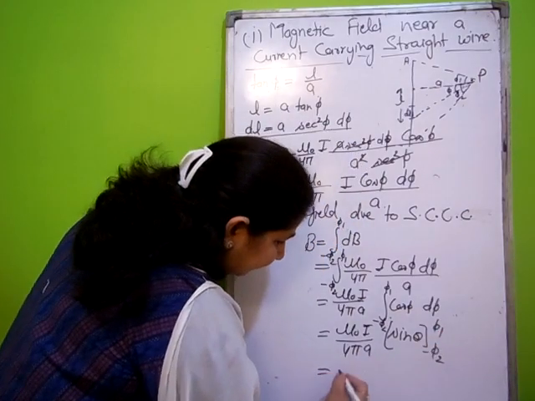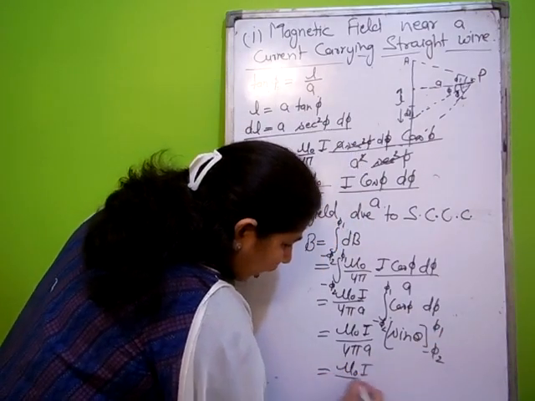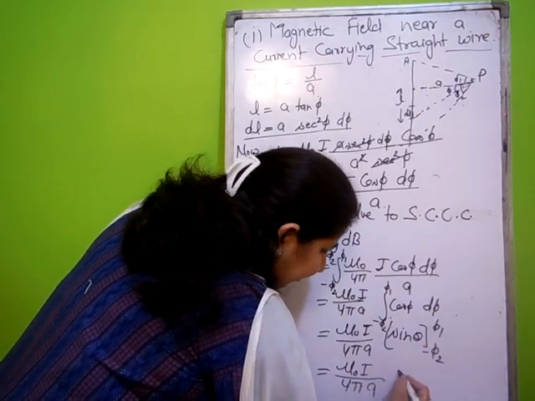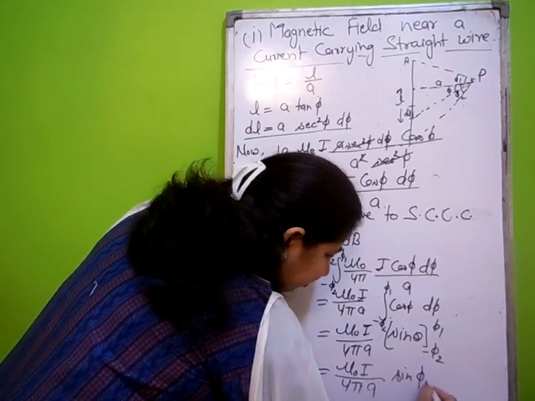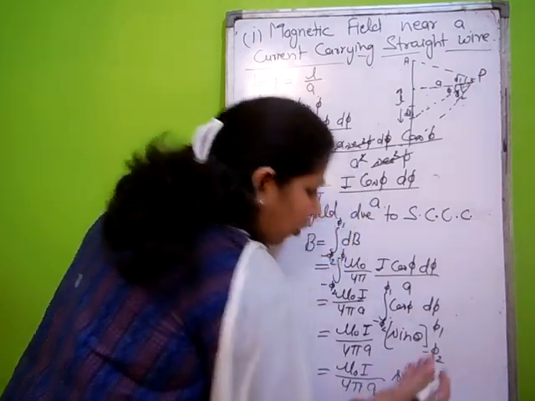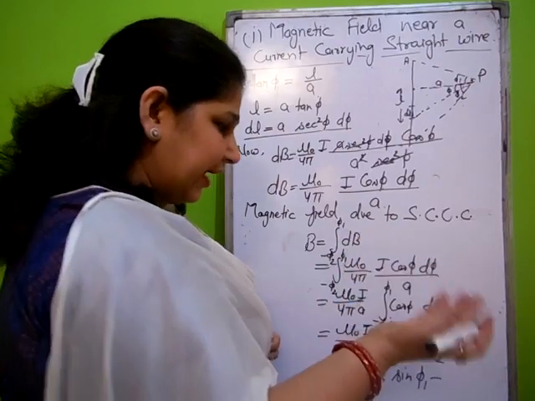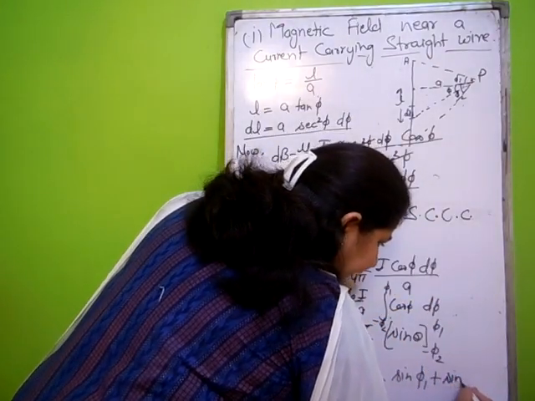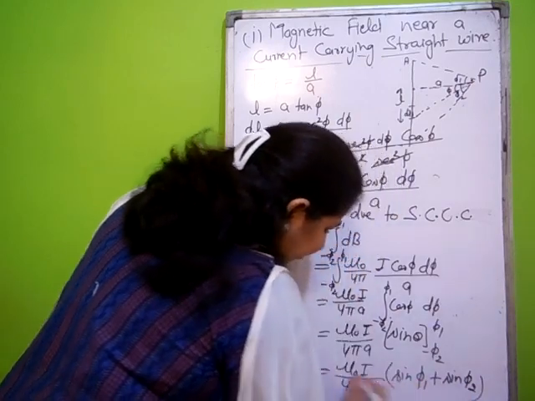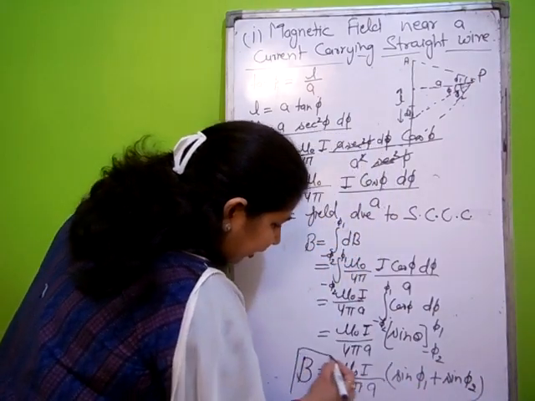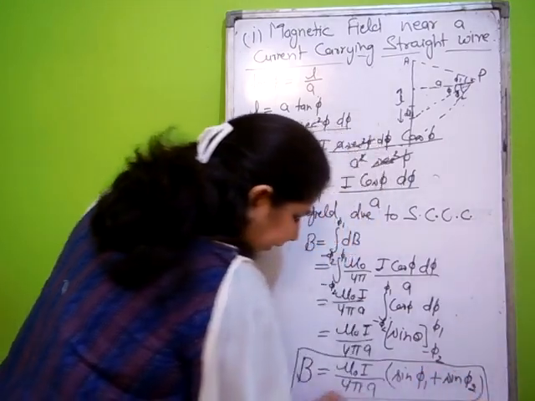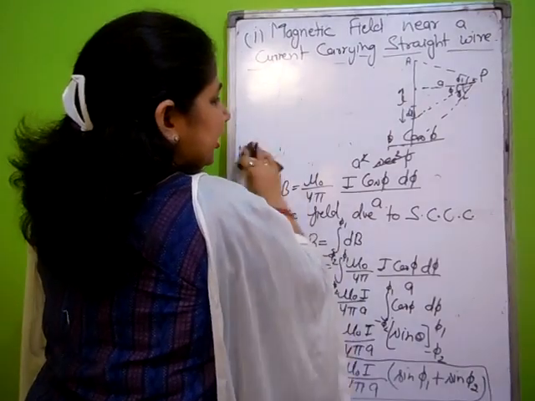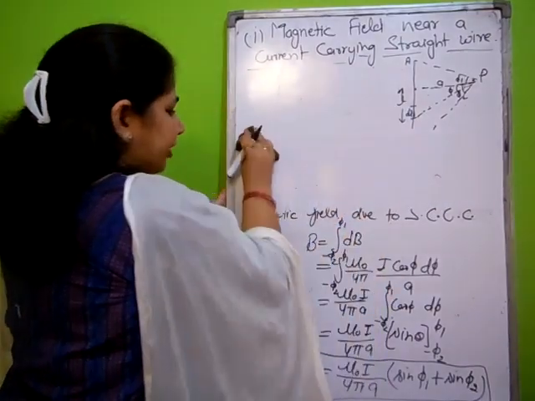Put the limit: mu naught I upon 4 pi A, and upper limit sin phi 1 minus sin(minus phi 2), and sin of minus theta is minus sin theta, then it will become plus sin phi 2. This is the final answer, the magnetic field due to the current carrying conductor. Now we will consider a special case, if the conductor is of infinite length.